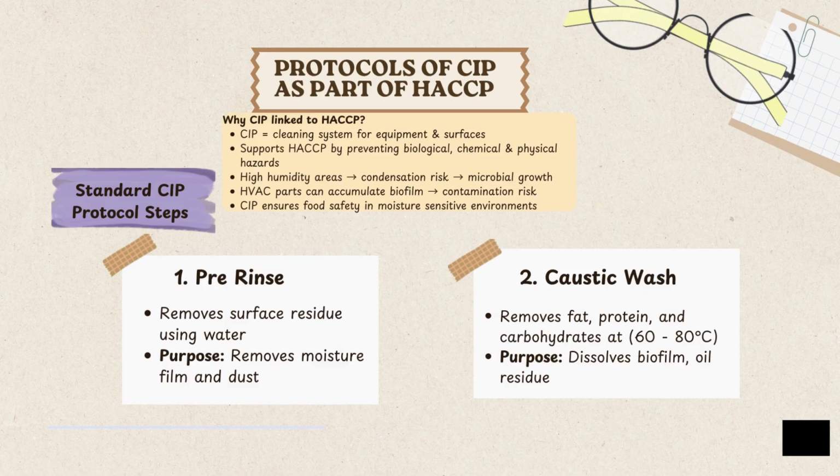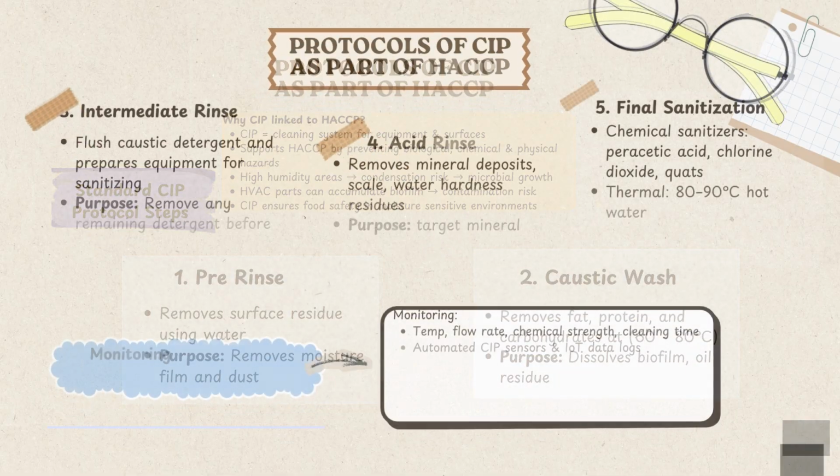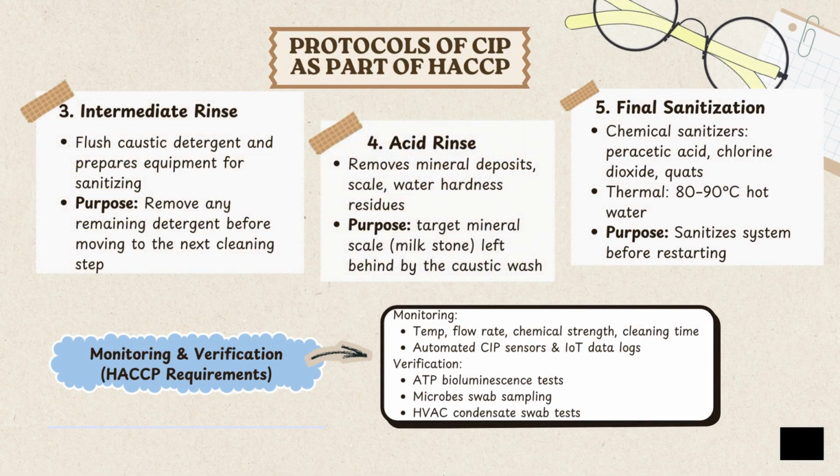Move on to the standard CIP protocol set. The first one is pre-rinse, where we remove surface residue using water, such as moisture film and dust. The second one is caustic wash. We remove fat, protein, and carbohydrates at 60 to 80 degrees Celsius, where it can dissolve biofilm and oils. Intermediate rinse, where we flush caustic detergent and prepare equipment for sanitization. This is done to remove any remaining detergent before moving to the next cleaning step, which is acid rinse.